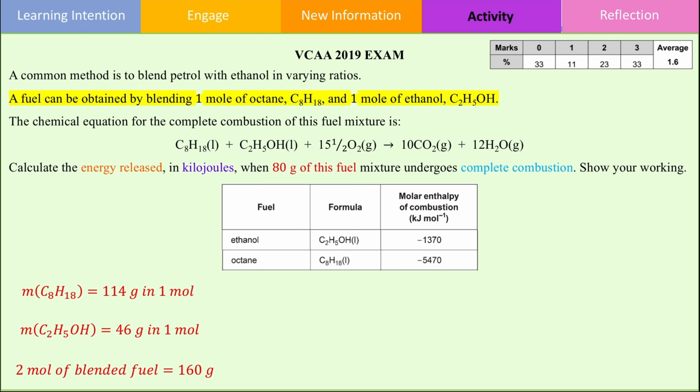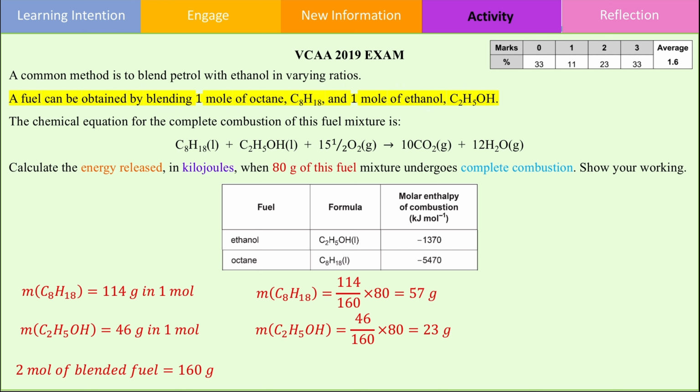Now that we know the total mass of a 1:1 mole mixture, we can determine the mass fraction or the percentage by mass of each fuel. The mass of octane in the 80 grams of the blended fuel can be determined by going 114 divided by 160 multiplied by 80, giving us 57 grams of octane present in the 80-gram blended mixture. Whereas ethanol can be found by doing 46 divided by 160 times 80, giving us 23 grams.